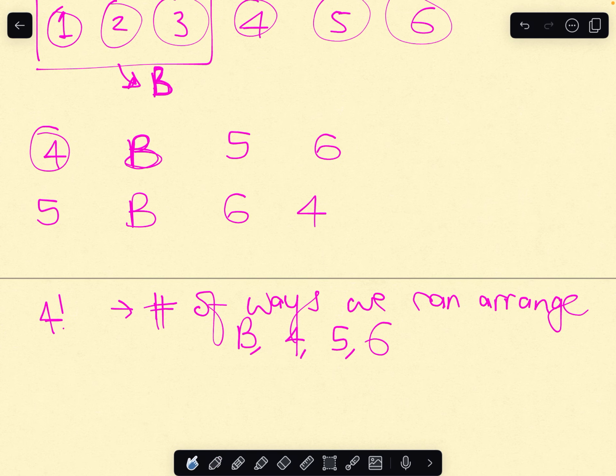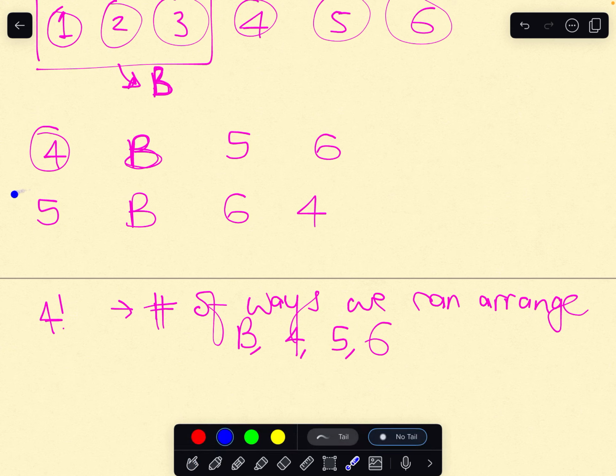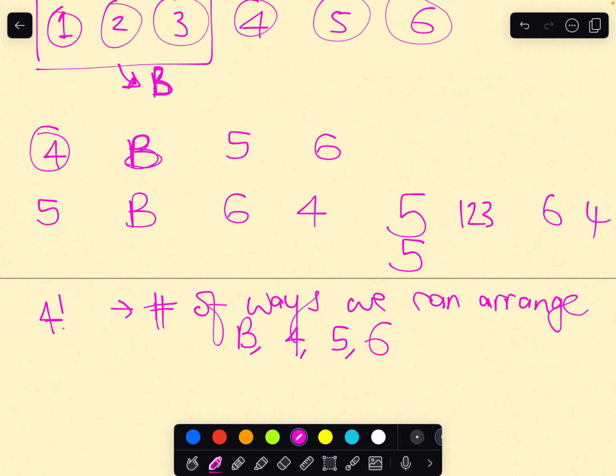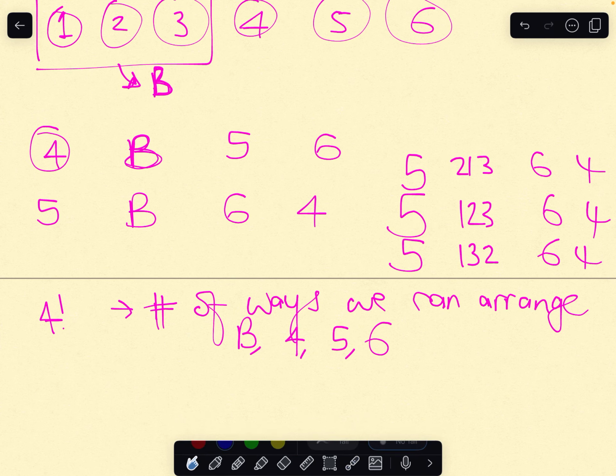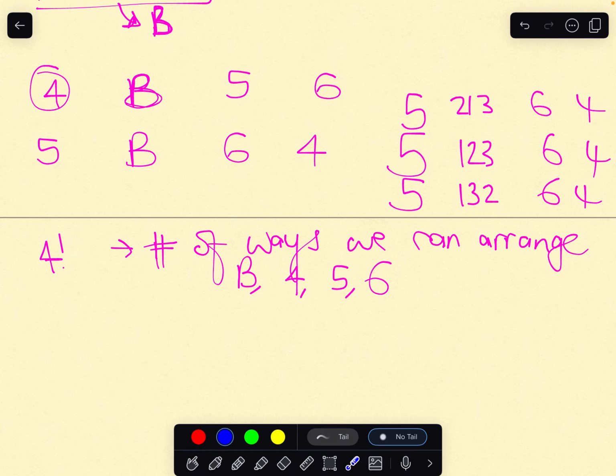Now the additional thing that we need to consider is that for each of these arrangements, for example, it could be 5, 1, 2, 3, 6, 4, or it could be 5, 1, 3, 2, 6, 4, or it could be 5, 2, 1, 3, 6, 4. These are all different arrangements. So depending on how we order the dresses inside the block, that also creates new arrangements. So in how many ways can we order these 3 dresses within the little block? The answer is 3 factorial.